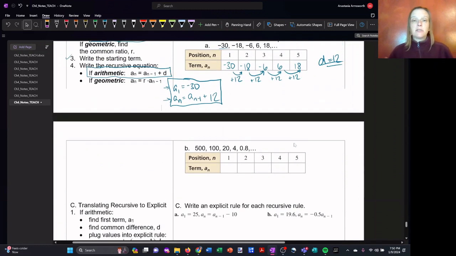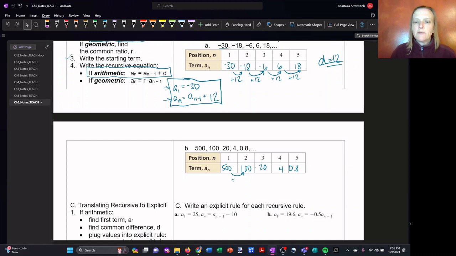Let's look at the next example and see if it's something different. Here, our first term is 500. Our second term is 100. Third term is 20, then 4, then 0.8. We seem to be dividing by 5 at each step. But we don't want to express this as a division problem. We want to express it as a multiplication problem. Instead of dividing by 5, we're going to say multiplying by 1/5.